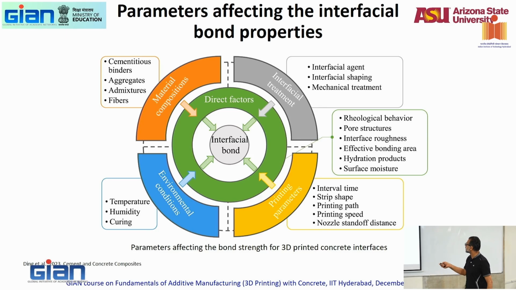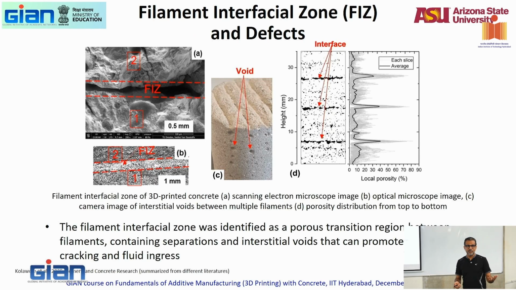So interfacial agents, rheological behavior, we did all of this yesterday. Pore structure, roughness, bonding area, hydration products, all of that. And then all these printing parameters that we talked about. So this is kind of a picture that brings everything together. The materials that we talked about, the material properties, the printing parameters, the environment, interfacial treatment, all of those different things, and how that affects interfacial bond. Because interfacial bond is basically the bond whether between two layers or between two filaments.